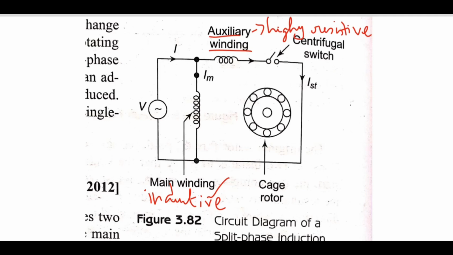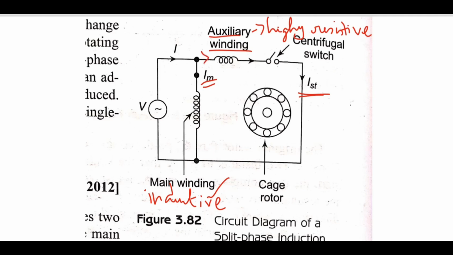The circuit diagram is given here. We'll see one by one. Consider that the current carried by the main winding is Im, and the current through the auxiliary winding is Ist.